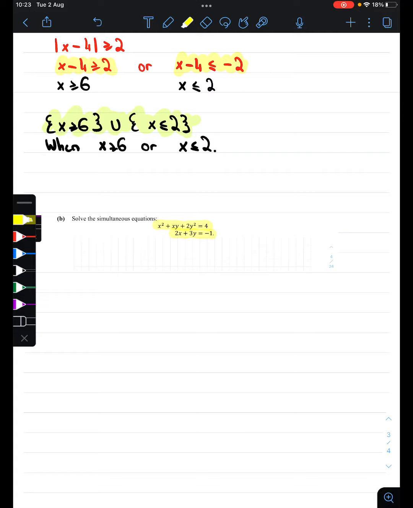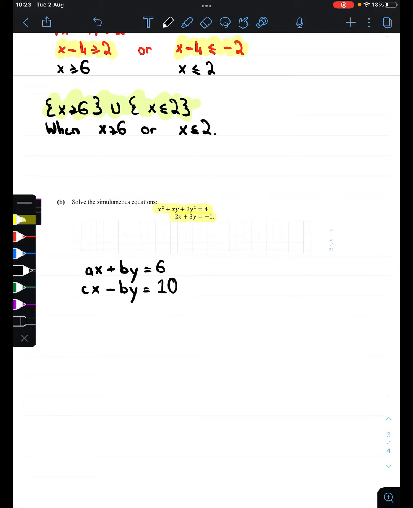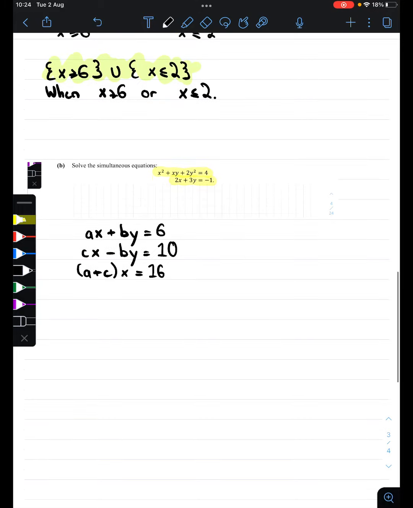And one is to kind of cancel. So let's say we had ax plus by equals 6, and cx minus by equals 10. Now, we might just add these together, or we might try and manipulate our equations to look like this, and then add them together, and then we would get something like a plus c times x equals 6 plus 10. And then we could solve for x.